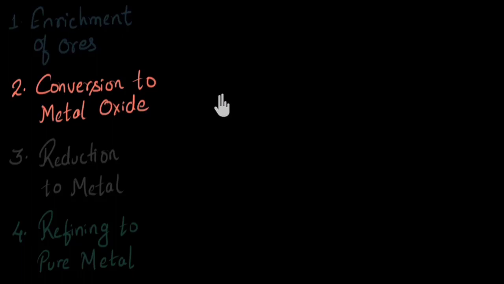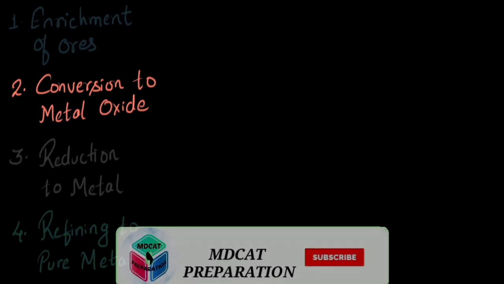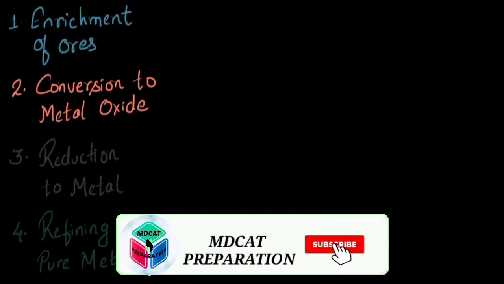Let's talk about how to convert metal sulfides or metal carbonates to metal oxides. In a previous video, we talked about how to get pure metals from metal ores, and we said that these are the 4 steps for doing it. We also talked about the first step, which was enrichment of the ore.